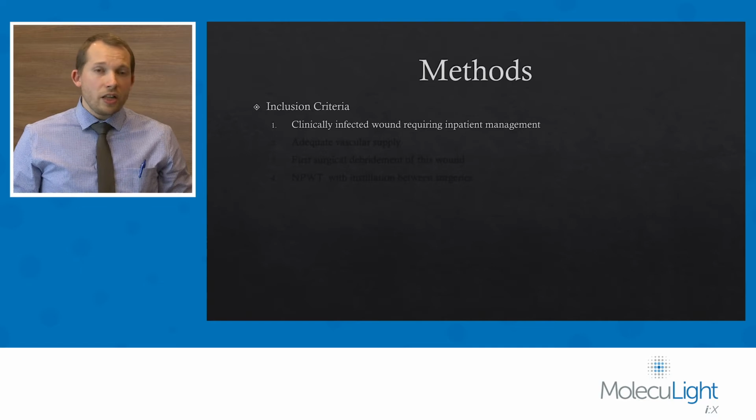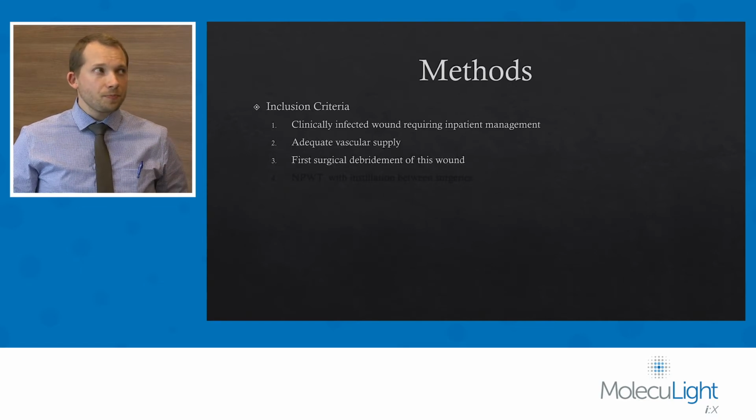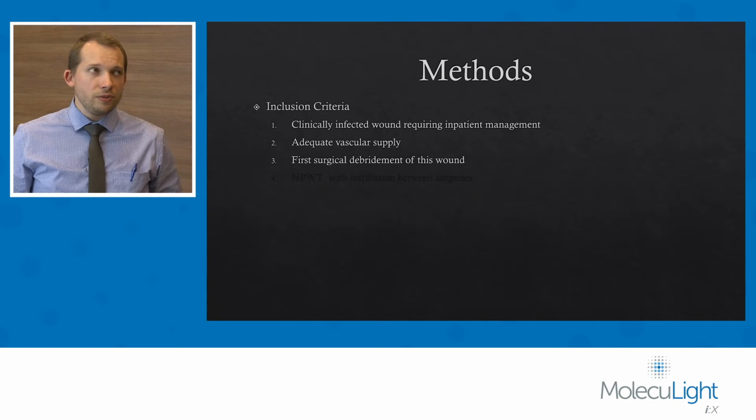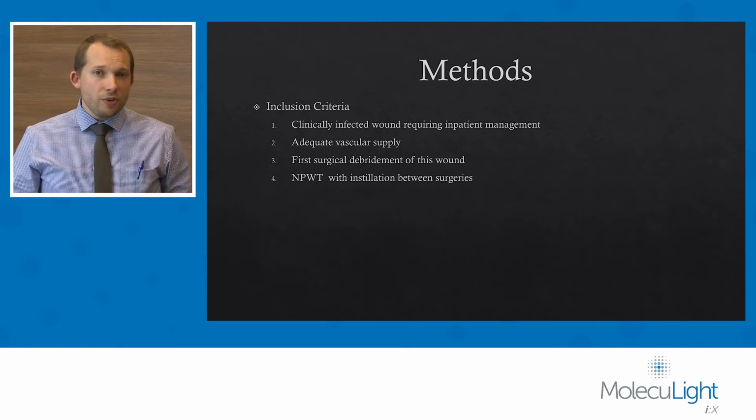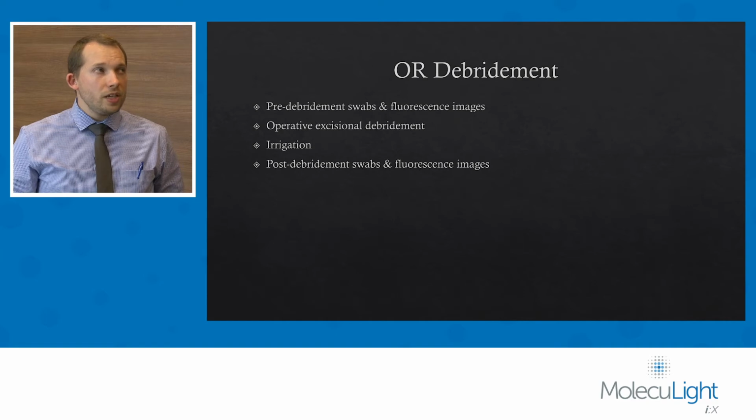So our patients all had clinically infected wounds. They had adequate vascular supply. This was the first surgical debridement of this wound. And between debridements, each patient received negative pressure wound therapy. In the OR, patients received pre-debridement swabs and fluorescent images. They had excisional debridement, irrigation, and then post-debridement swabs and fluorescent images for comparison.